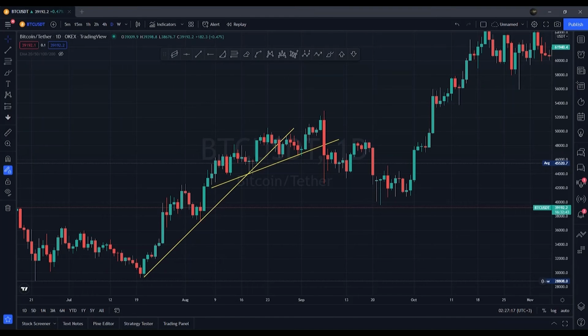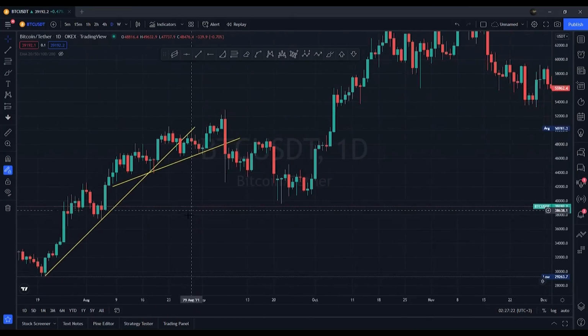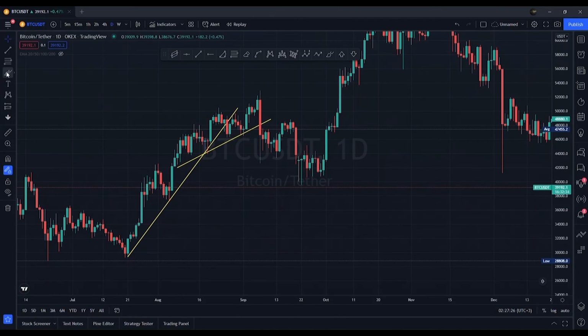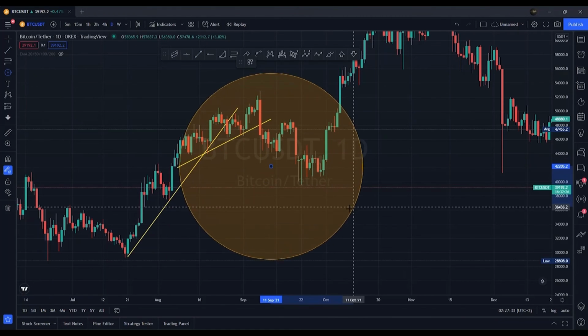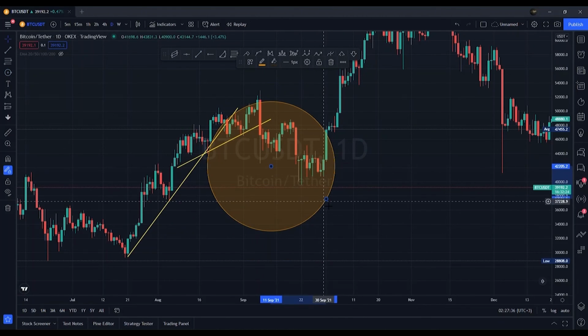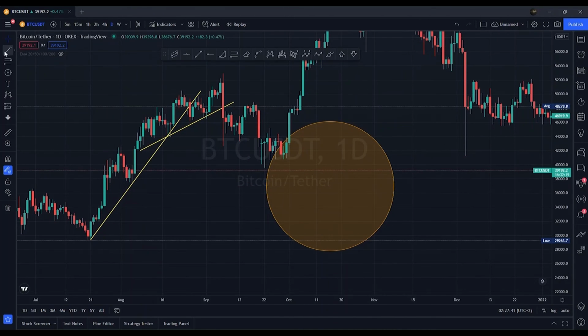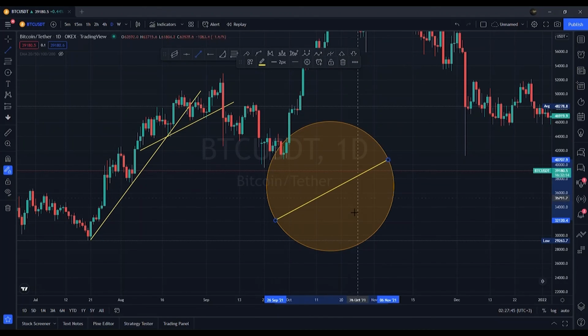And the degree of the slope indicates the strength of the trend line. Let's draw a circle, and perhaps let's draw some trend lines. All of them are upper trend lines.